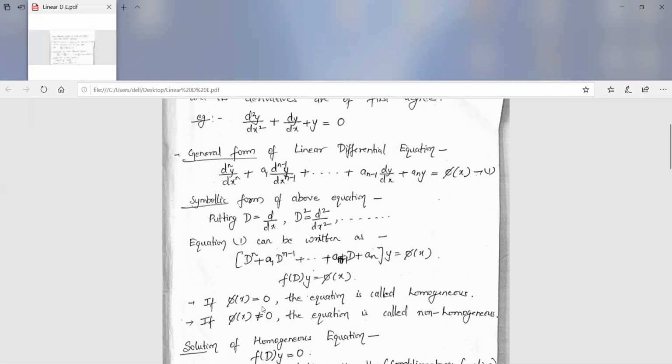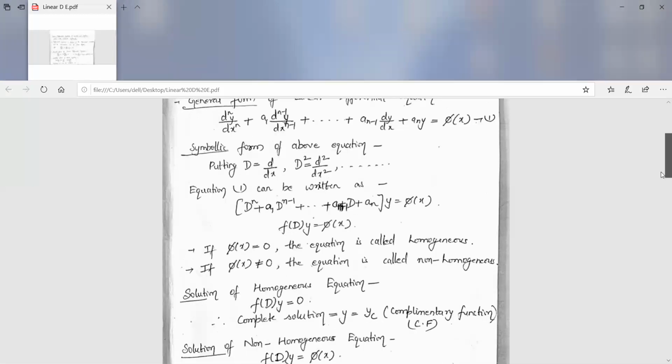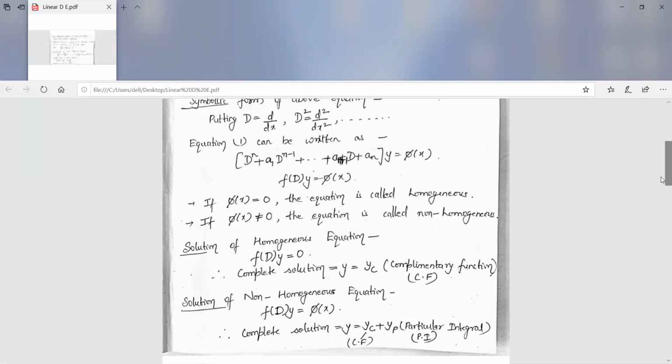Next, phi of x equal to 0 and phi of x not equal to 0. So there are situations: if phi of x equals 0, the equation is called homogeneous. And if phi of x is not equal to 0, the equation is called non-homogeneous linear differential equation. Next, we will see what is the solution of this linear differential equation based on homogeneous category and non-homogeneous category.